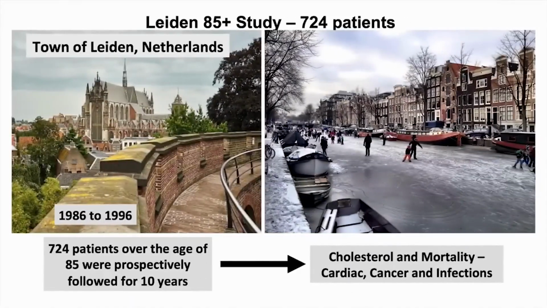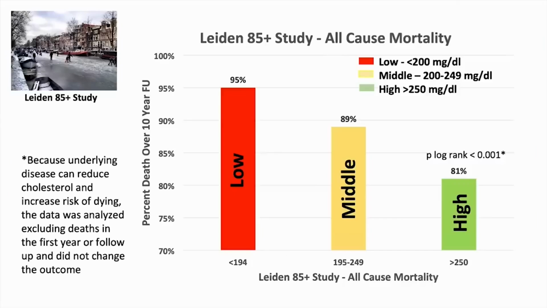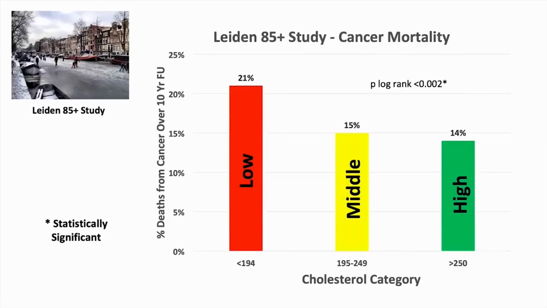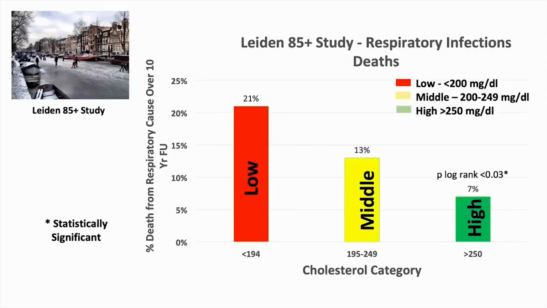This is the Leiden 85 study, 700 patients followed for 10 years. And they looked at whether cholesterol predicted their mortality, their cancer death, and their infection. And what we found is that high cholesterol was defined as 300 or greater, 250 was middle cholesterol, and 200 was low cholesterol. The highest cholesterol group had the lowest overall mortality. The highest cholesterol group had the lowest overall cancer mortality. Old people die of infections, pneumonias. The least risk of infection was in the highest cholesterol group.